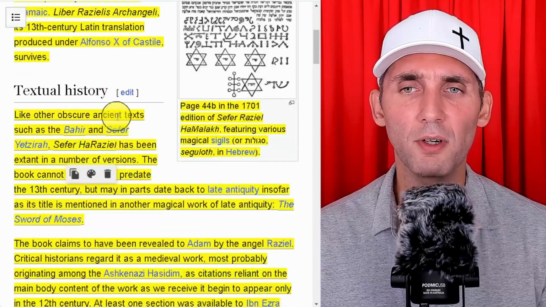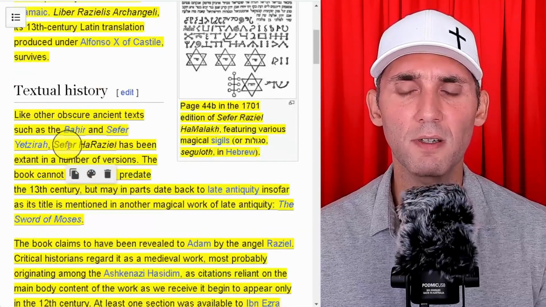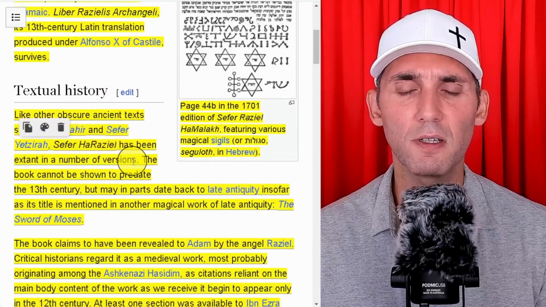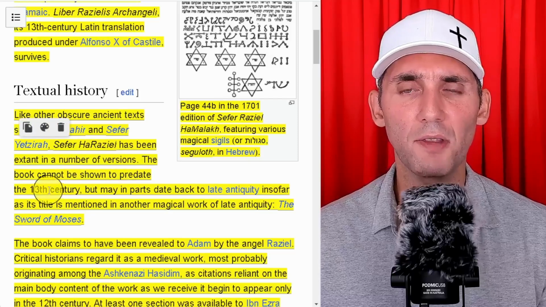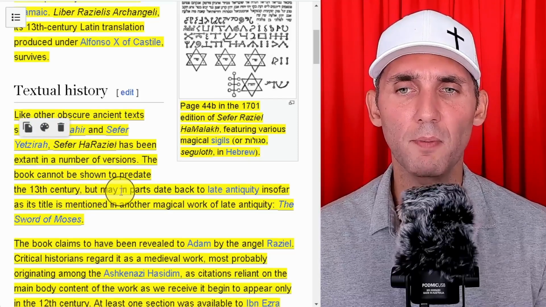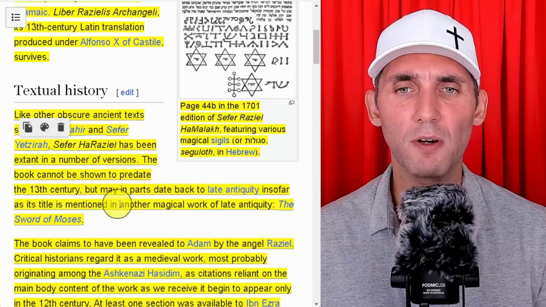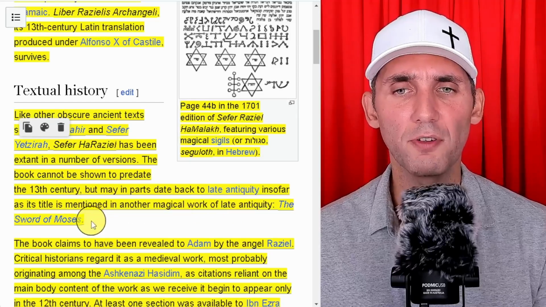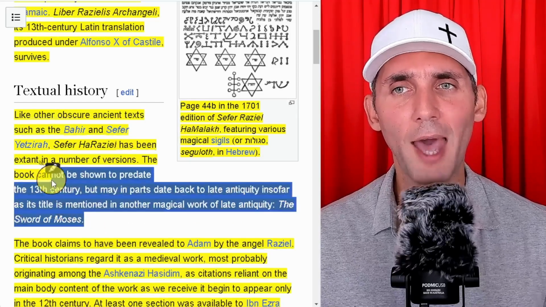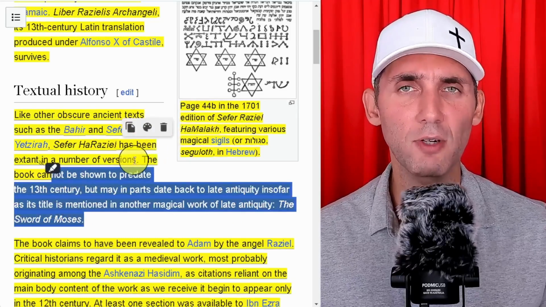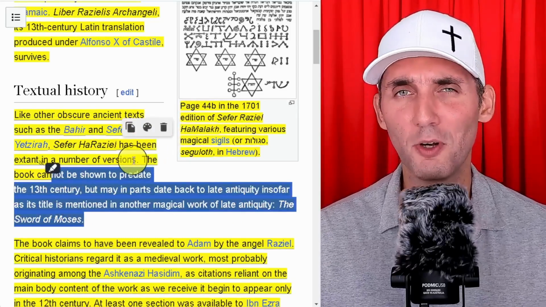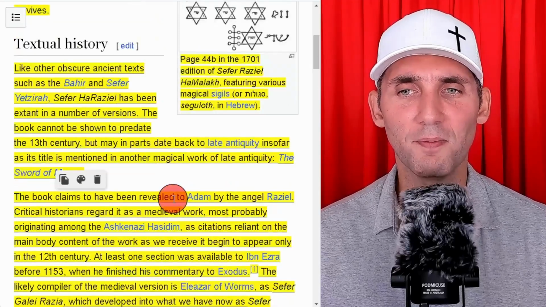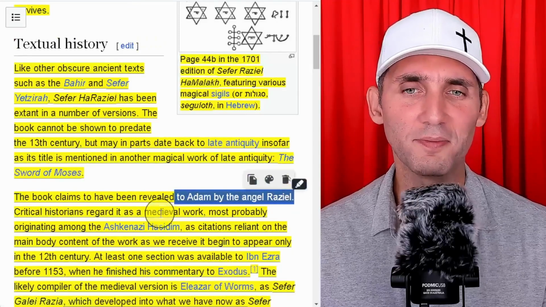Textual history. Like other obscure ancient texts such as the Bahir and the Sefer Yetzirah, it has been extant, meaning existing, in a number of versions. The book cannot be shown to predate the 13th century, but many parts date back to late antiquity insofar as its title is mentioned in another magical work of late antiquity, the Sword of Moses. So the point is, the actual work itself is from the 13th century, but the teachings and the principles go back much farther. The book claims to have been revealed to Adam by the angel Raziel.